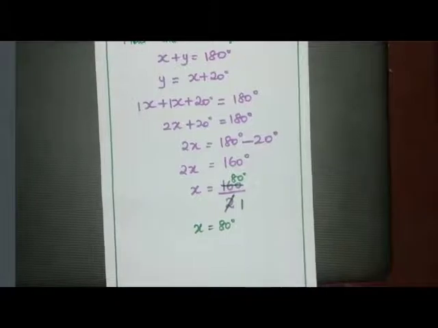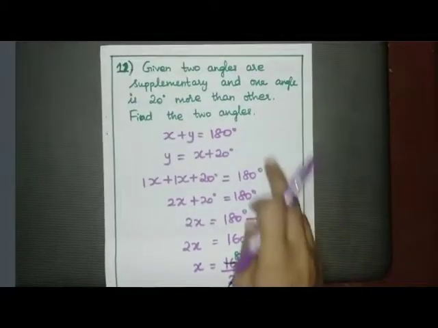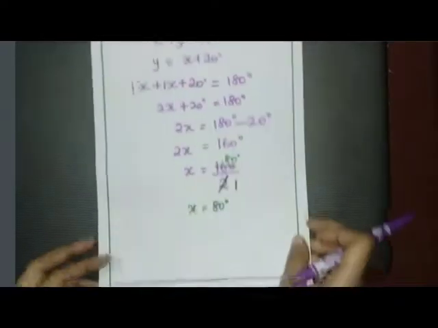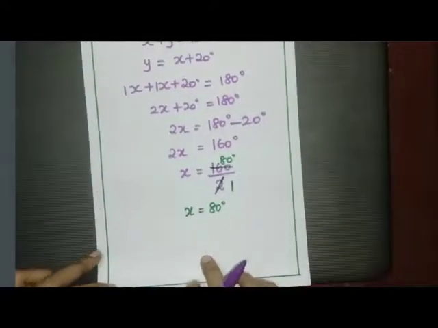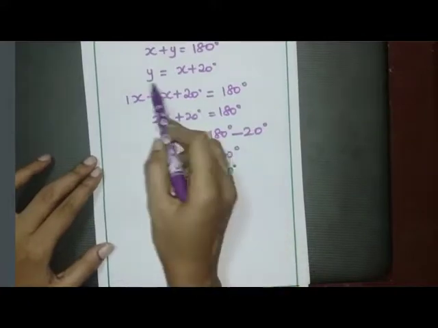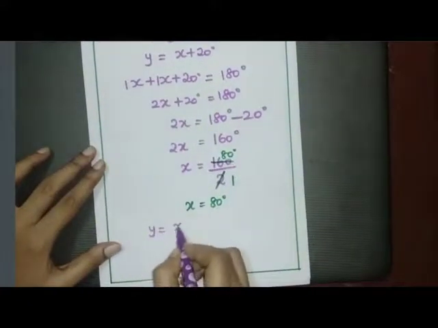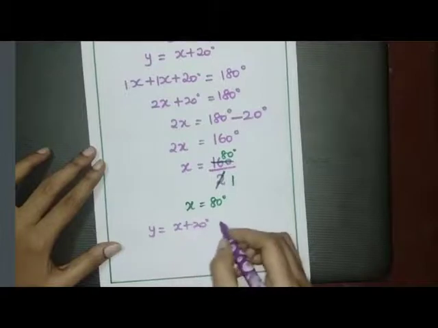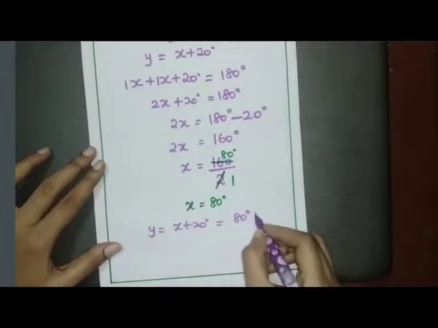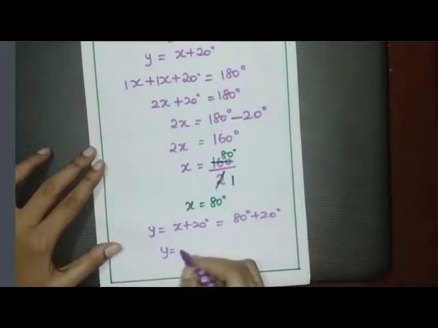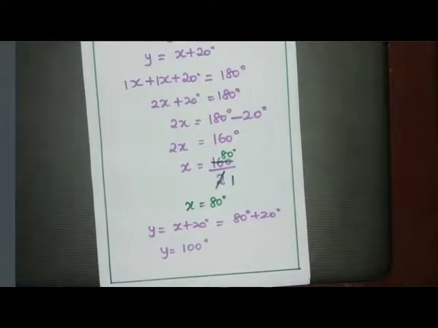So you have to find the two supplementary angles. We have found x. Then what is y? y is nothing but x plus 20 degrees. So y equal to x plus 20 degrees. x is 80 degrees plus 20 degrees. So y is 80 plus 20, 100 degrees. Is it clear? Okay.